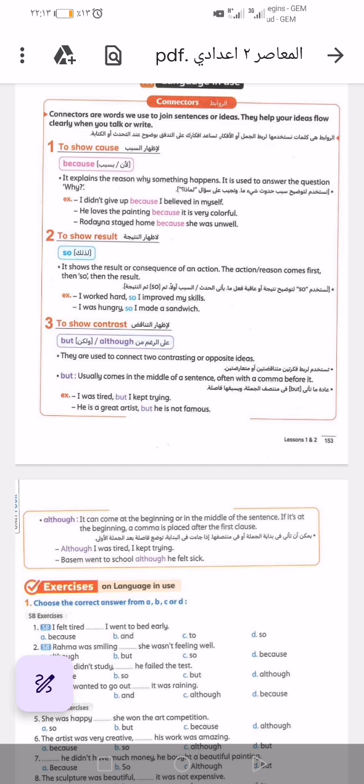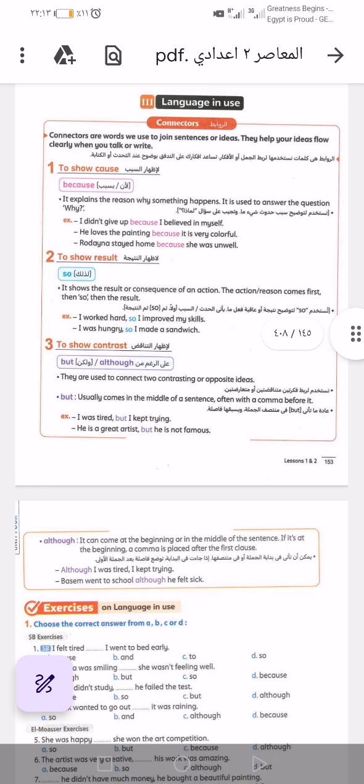Okay, let's go. Today, we will talk about an important lesson in English grammar, which is connectors. First, we need to know the definition and the meaning of connectors. What are connectors? In English, connectors are words we use to join sentences or ideas.